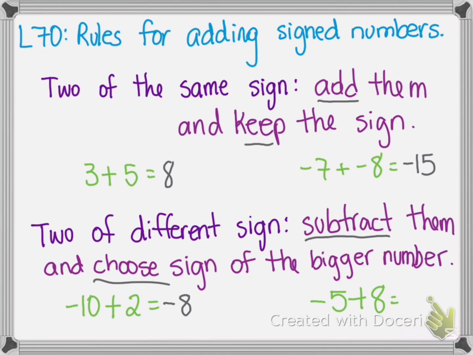Think about it with money. Let's say you have a debt of $10 with your dad, and you pay him $2. Well, you're still in the negative. You still owe him $8. So that's what's happening. Let's look at the other example. Negative 5 plus 8. Now, negative 5 plus 8 is again a positive and a negative, so we have to subtract. 8 minus 5 is 3. And then we choose the sign of the biggest number, which in this case is 8, which is positive.